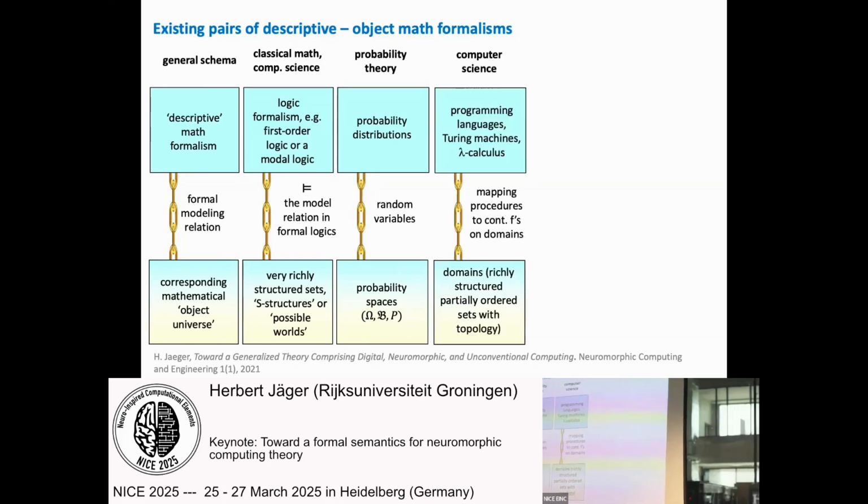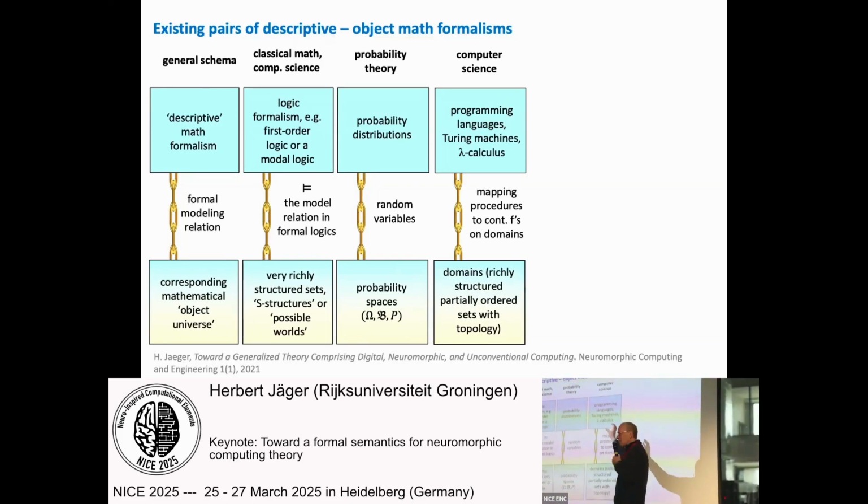Then there is in computer science, the descriptive formalisms of digital computer scientists: programming languages, Turing machines, lambda calculus, and all the other equivalent ways to describe algorithms. And the model, the current state-of-the-art way of modeling what programming languages do or what they mean, is so-called domain theory. I will explain this in later slides because it's a central topic for me today. So keep this in mind. We will speak more about it.